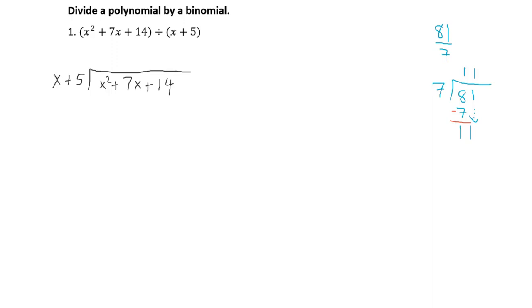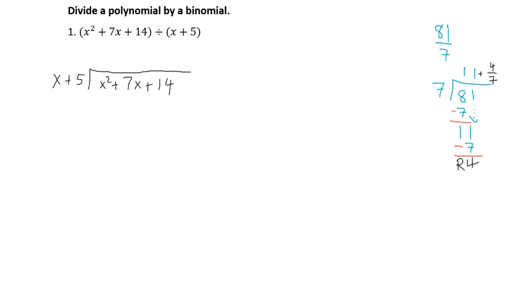1 times 7 gives us 7. And then we subtract again, and that gives us a remainder of 4. So this is a remainder of 4. Sometimes we write it as remainder of 4, or sometimes we'd write that as plus 4 over 7. And so 11 and 4/7 is the same as 81 over 7.